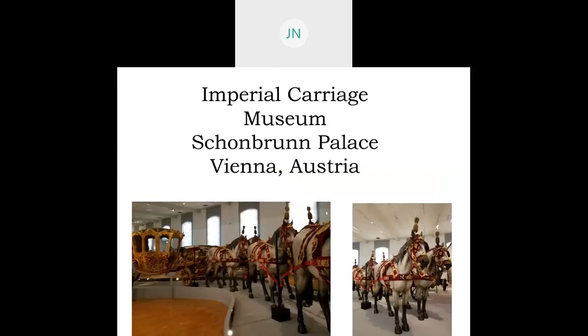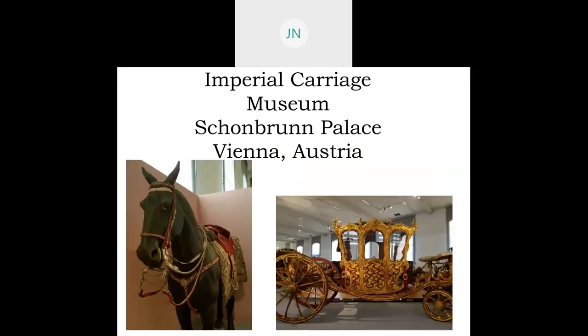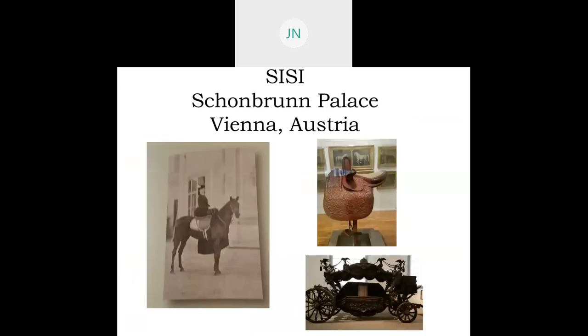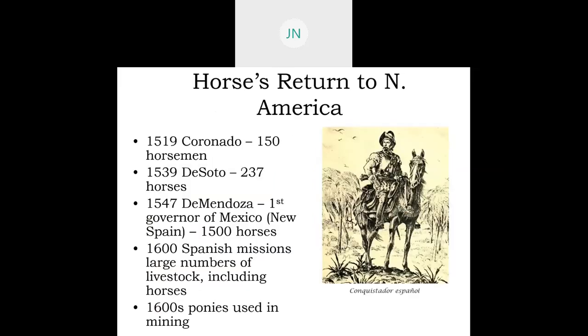And then here is the Imperial Carriage Museum in Schönbrunn Palace, and this has the carriages that Sisi and Ferdinand used. So these are their carriages, very elaborate. And you can see the trappings of the horses. Down below you see a sled. You see a couple of sleds actually on the right. This is Sisi, who rode. She was really into riding, loved horses. She had a side saddle. That's her hearse. Unfortunately, she was later killed by a crazy person who was after her husband.